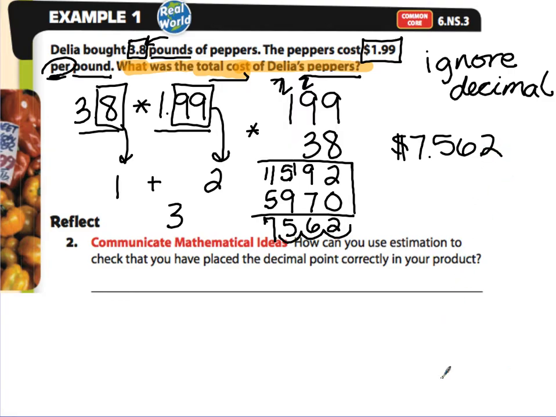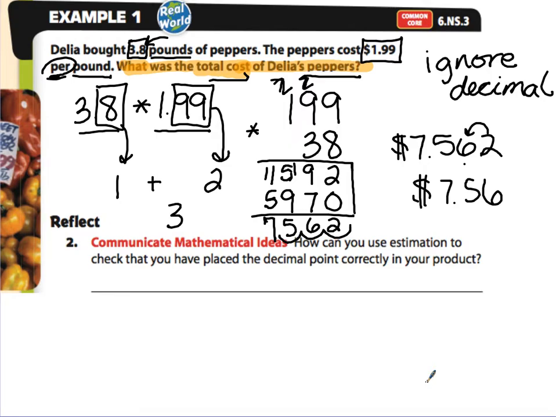However, with money, we know that it has to end in the hundredths place, and this 2 tells the 6 to stay the same. So we know that she paid $7.56 for her peppers. Right? So we want to know, how can we check our answer for reasonableness? Last time we talked about how we could round to check for reasonableness. In this case, what we can do is estimate again. For example, if my product was $75.62 and my estimate was 8, then I most likely placed the decimal point in the wrong place.